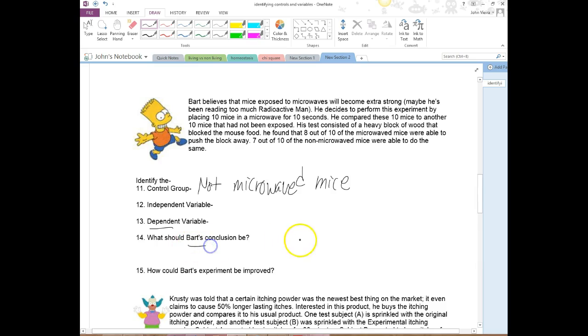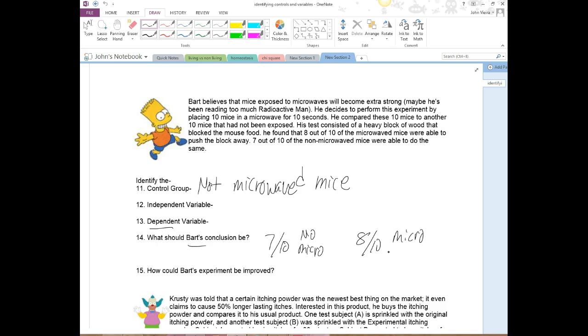So what should his conclusion be? 7 out of 10, right, were no microwave. And 8 out of 10 were exposed to the microwave. Does that support as evidence that the microwave increased the strength? Yes or no? No, why not? It's not statistically big enough of a difference.